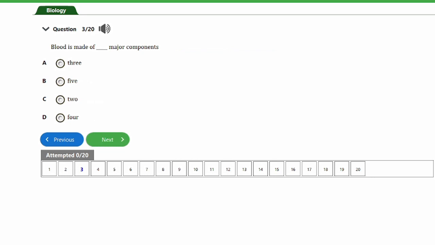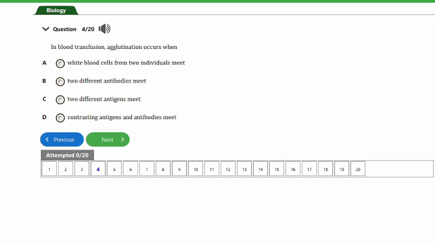Question number 3, it says, blood is made up of dash major components: A. 3, B. 5, C. 2, and D. 4. So guys, the answer to this question is option D, and that's 4. The blood is made up of the red blood cells, which are the erythrocytes, the white blood cells, which are the leukocytes, the platelets, which are the thrombocytes, and then the plasma, which is the liquid portion of the blood. So these are the 4 constituents of the blood. So let's consider the next question, and that's question number 4.